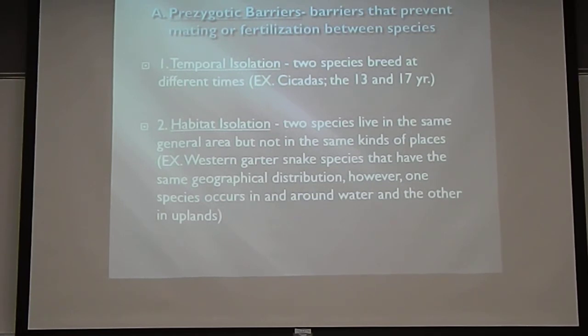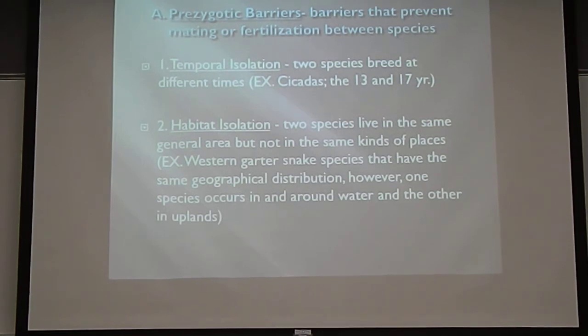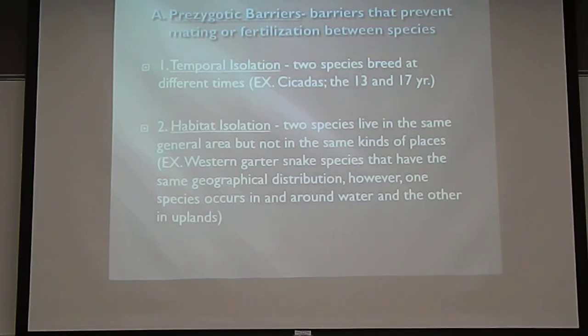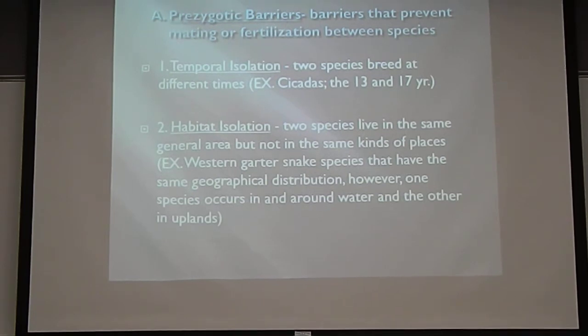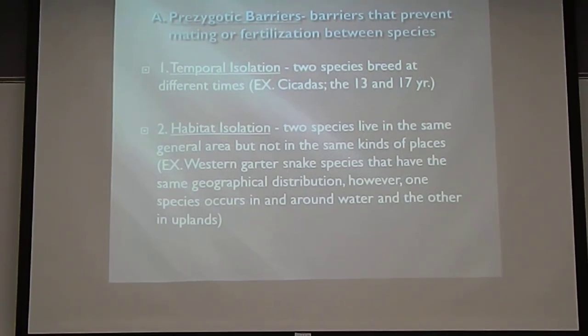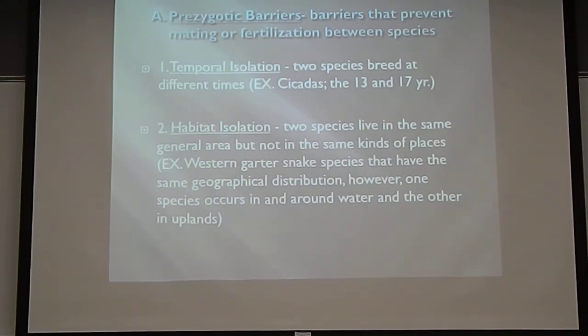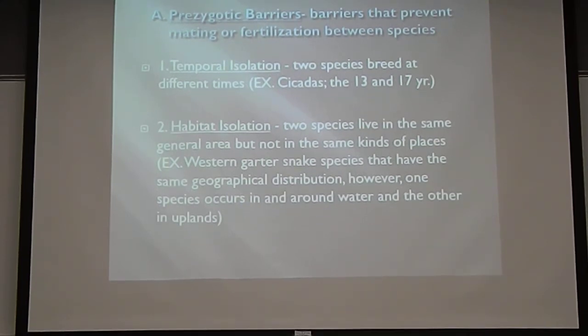These two species, if you were to look at their general distribution, live in the same place. They live in Arizona, in the same places in Arizona. However, they don't use the same habitats. And so they very rarely come in contact with each other. And so this keeps them from mating. And this is called habitat isolation.